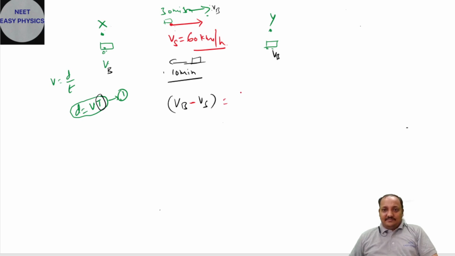This equals distance by time. What is the distance? The distance between the two cities X and Y, which is going to be VT. Here we already wrote velocity of bus into time period, divided by how much time it takes to cross, which is 30 minutes.